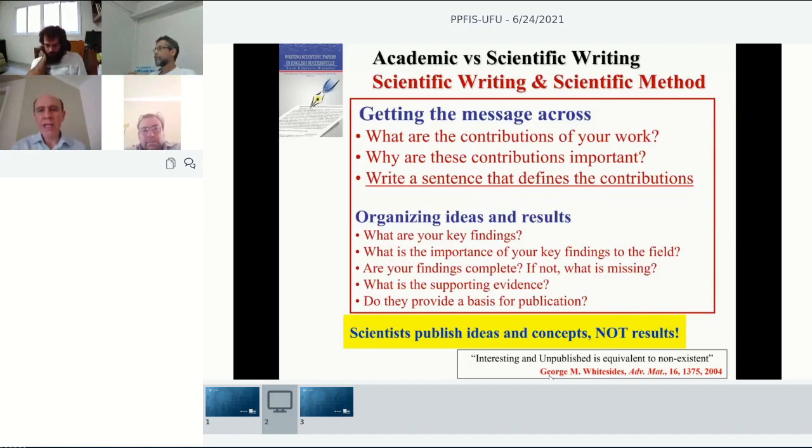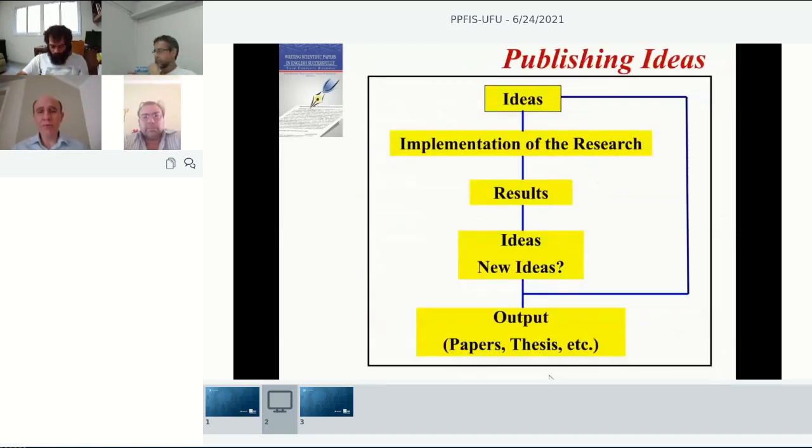So much so that a flow chart for a research paper or a thesis is like that. You conceive the ideas, which means you identify the problem, scientific or technological problem to be addressed. Then you implement your research, which could be theoretical, computational, experimental research, it doesn't matter. You get the results, but then the important thing, you should not jump from results to the output. You should translate those results into ideas, which could be different from the original ones.